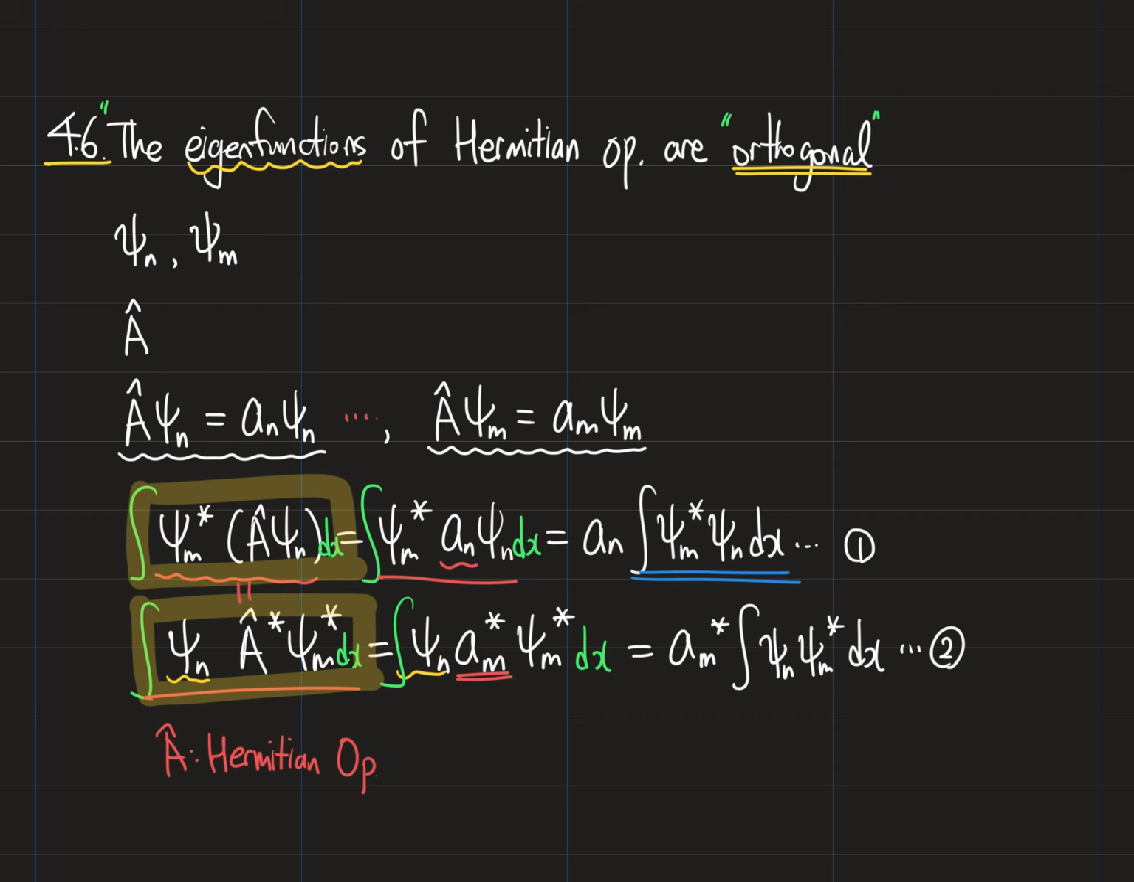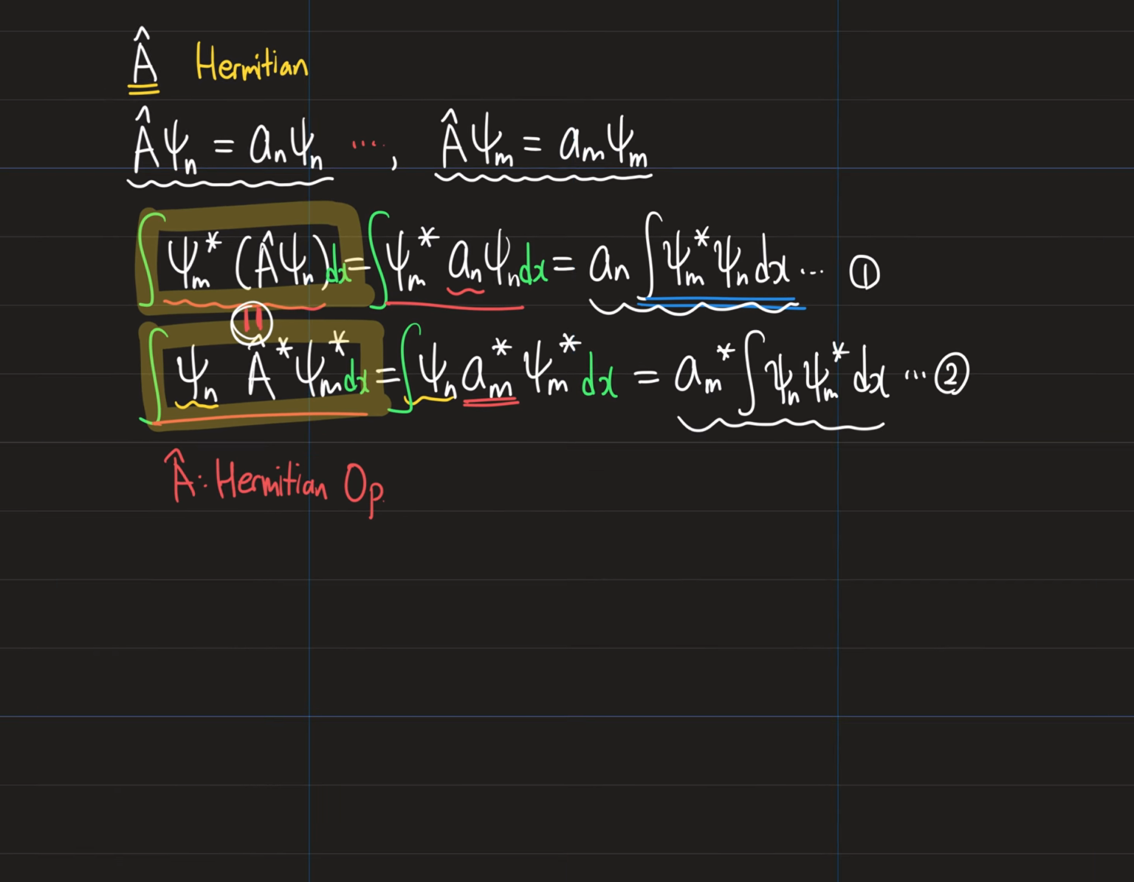We are interested in the eigenfunctions of Hermitian operators, so let's assume that the operator A is Hermitian. That means we now have the relation between the first and second eigenvalue equations. As you can see here, by equating these two equations, we realize that the first expression and the second expression should be the same.